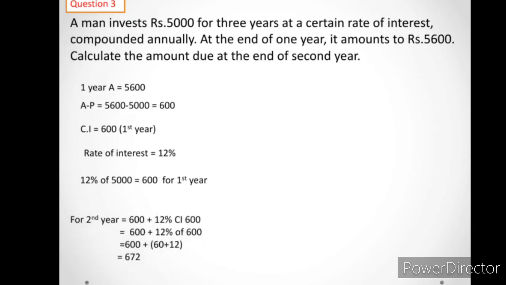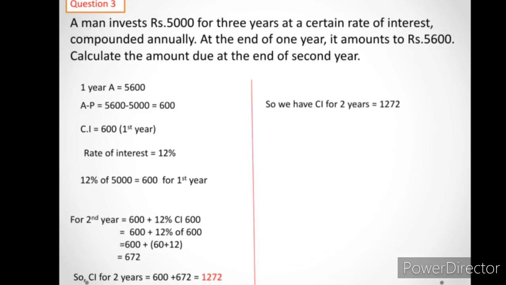For the second year, 600 plus 12% of 600. We are just leaving out the principal amount here to make the process easy. So 600 plus 12% of 600: 10% of 600 is 60, plus 2% of 600 is 12. So 60 plus 12, that is 12% of 600, equal to 72. So 72 plus 600 is 672. So the compound interest for 2 years equals 600 plus 672, that is 1272.